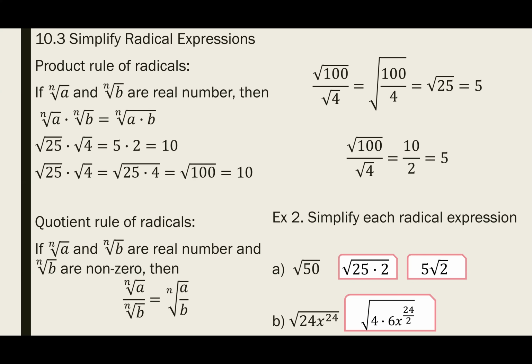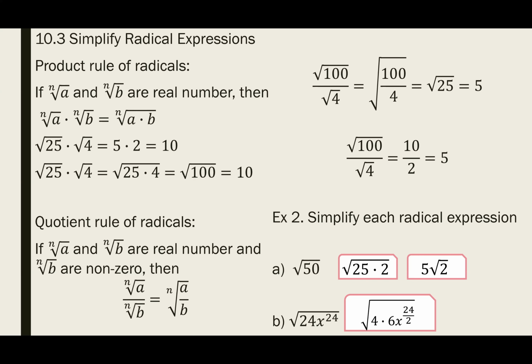16 is a perfect square. But there's no number multiplied by 9 to give me 24, and there's no whole number multiplied together to give me 16 to give me 24. The only two whole numbers multiplied to give me 24 are 6 and 4.